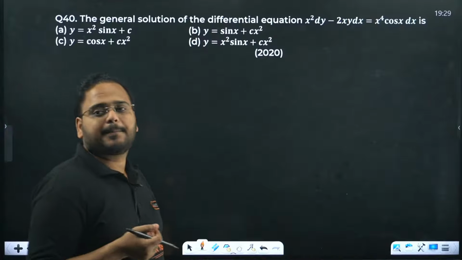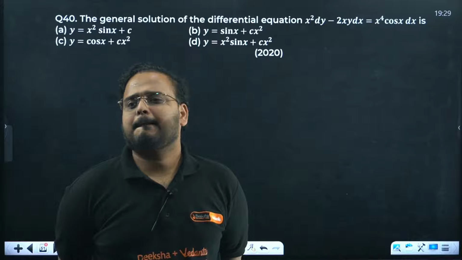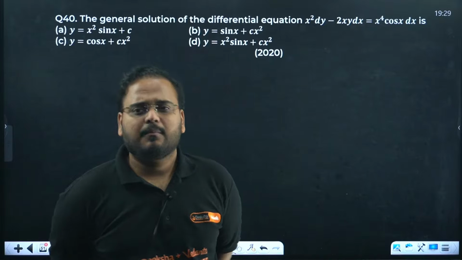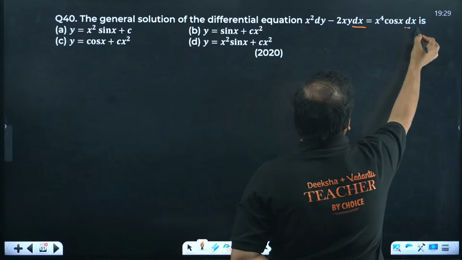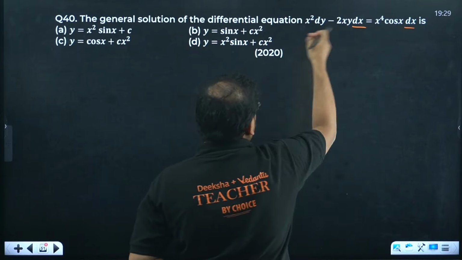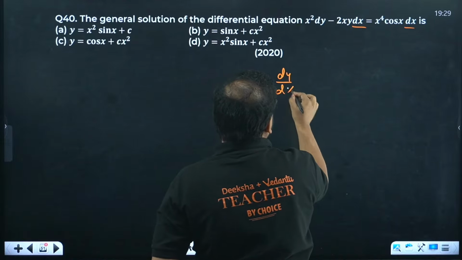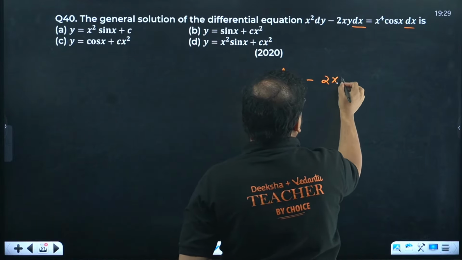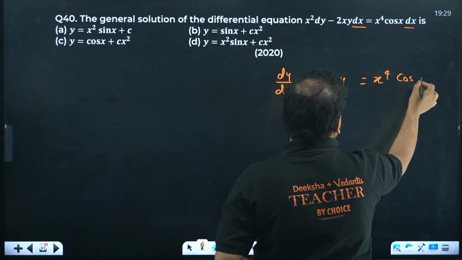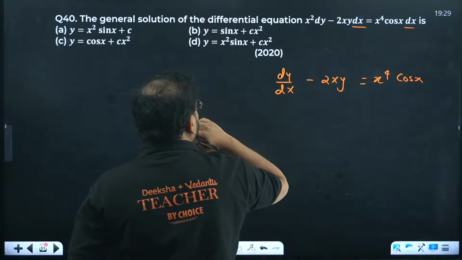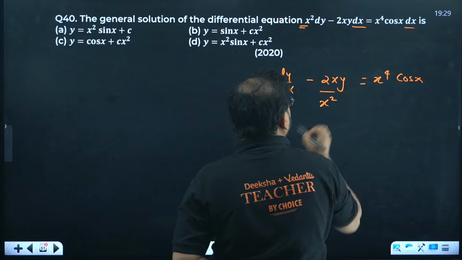x square dy. Will the variable separable method work? I do not think so, but this method should work. We have dx, we have dx. So divide everything by dx. Okay, first of all, you'll have dy by dx minus 2xy equals x power 4 and cos x. First we have taken care of the dx part. We have x square over here, so divide by x square also.